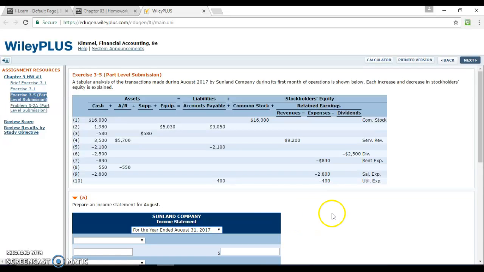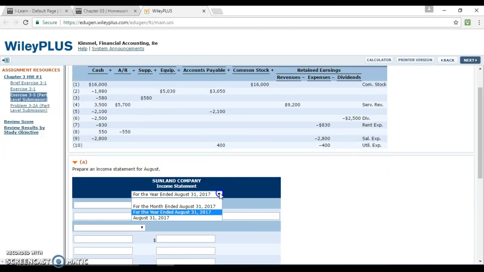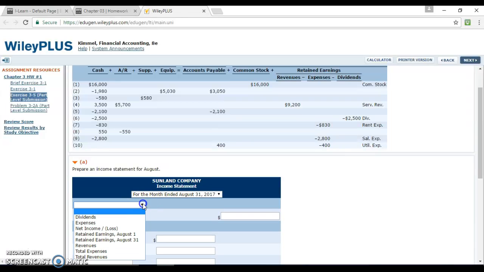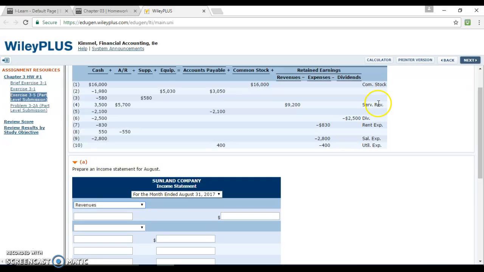To start this off, as it says here, this is its first month in operation. So the income statement that we're going to be doing is going to be for the month ended August 31st, 2017. We start off with the revenues, and as we see here, we've only got one kind of revenue, which is a service revenue. So we'll go ahead and put service revenue here. And that was $9,200. So that's all of our revenues.